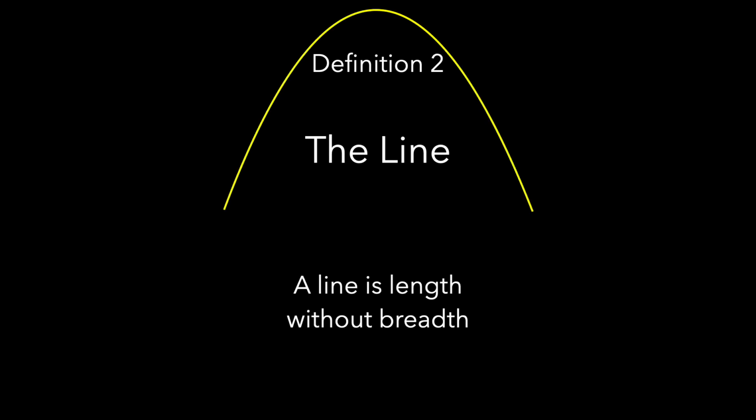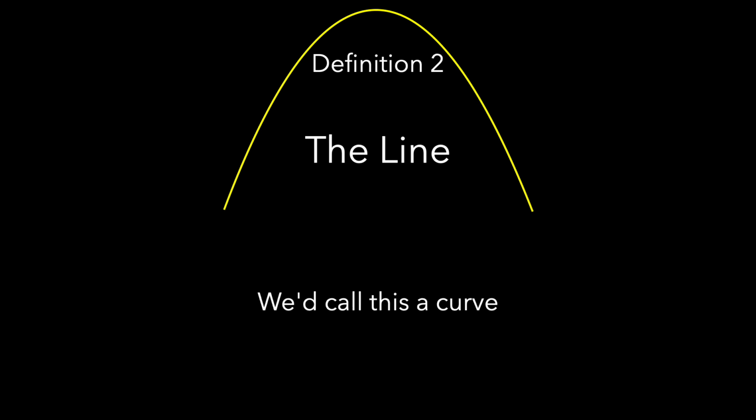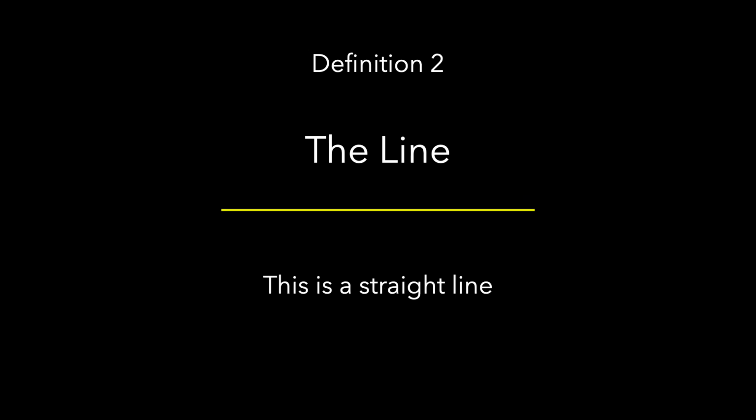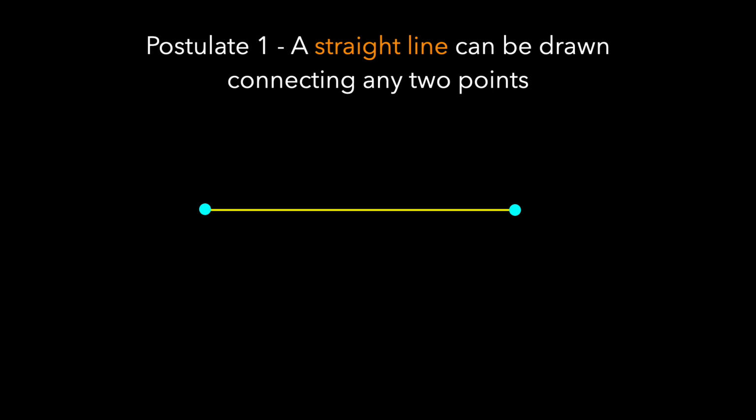So this is a line also. Now we'd call this a curve. This is what the elements, at least the elements in English, would refer to as a straight line. We'd call it a line segment. So that's a straight line. Actually, that's a line. We haven't really said much about what straight means.